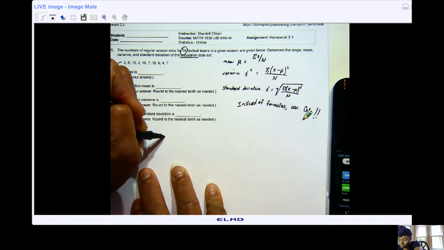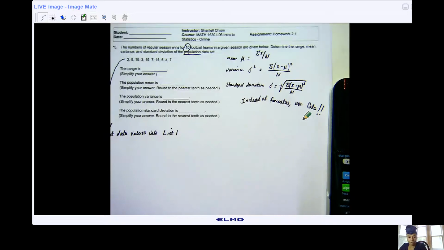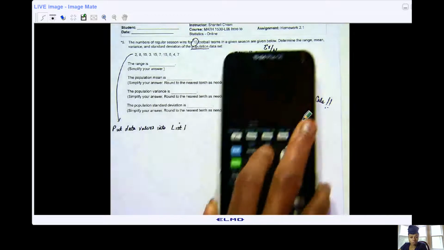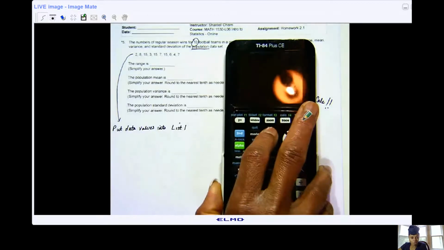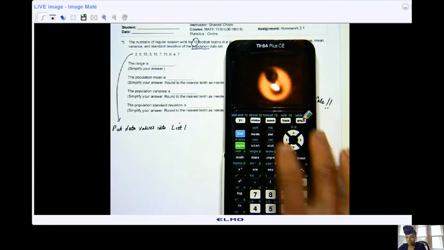And I'm going to use list 1 because it's just the first list. Okay. Let me show you. I'm going to cover up the formulas because I'm not using them anyway. I want you to be able to see my keypad. All right, so I got my calculator turned on.